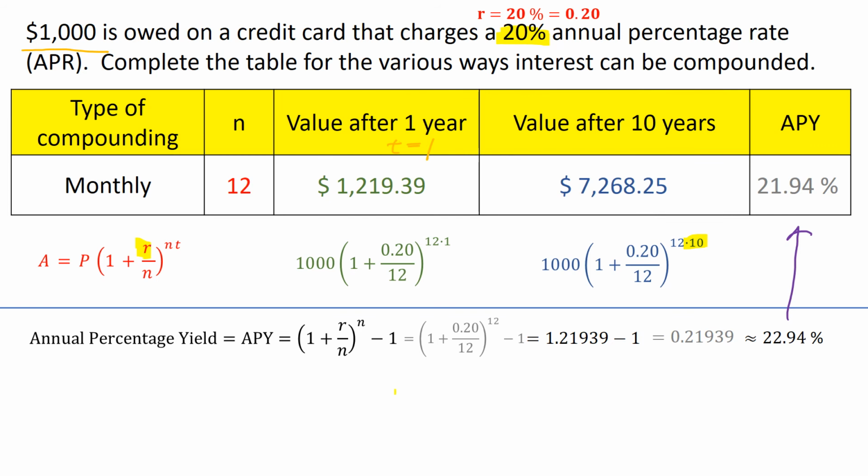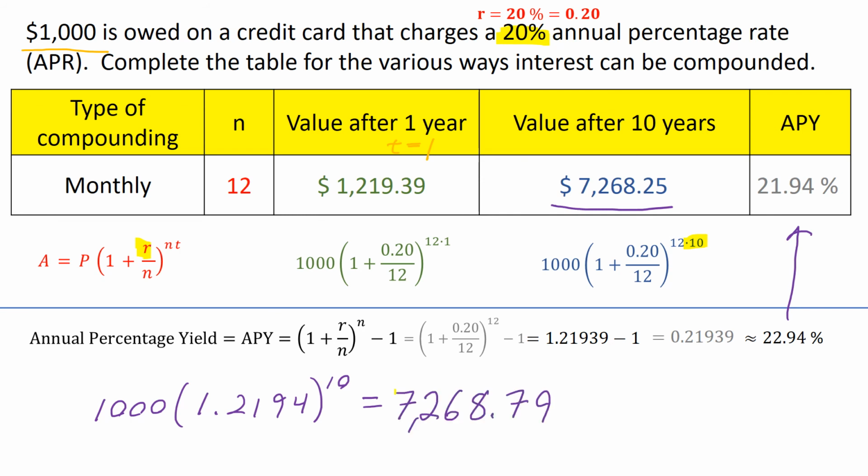Basically, if you wanted to calculate this value using the APY, you could just say $1,000 times 1.2194 to the 10th power. So I don't have to do all the math that I did before. And that gives you $7,268.79. Compare that number to our previous number. It's about the same, and the reason for the difference is because of the rounding.